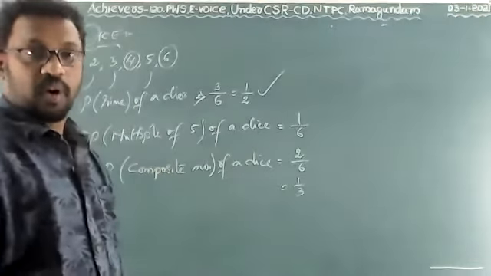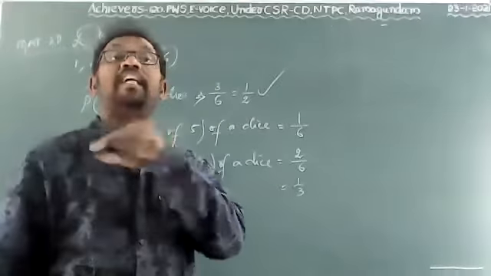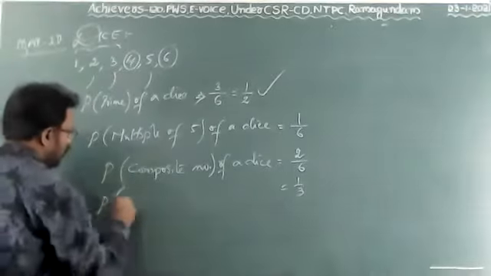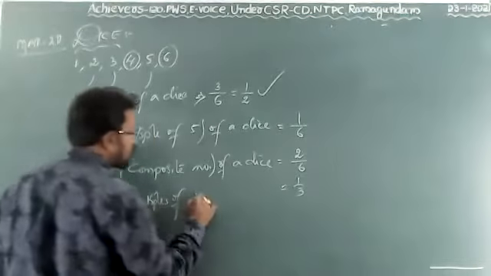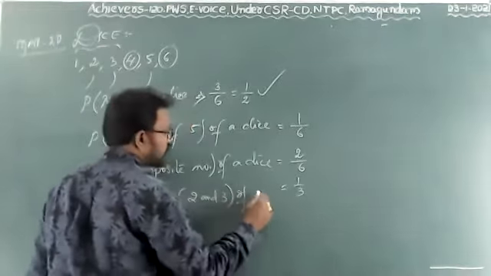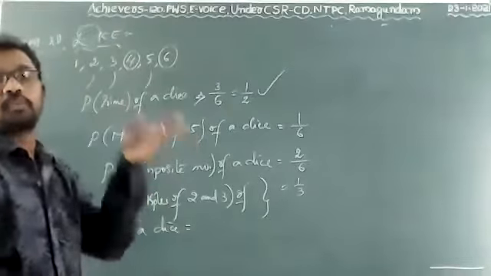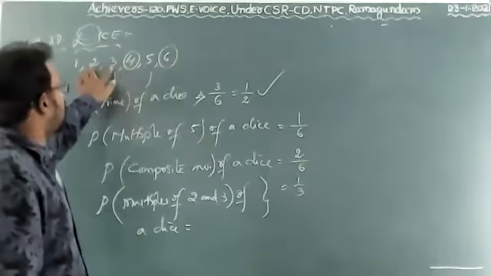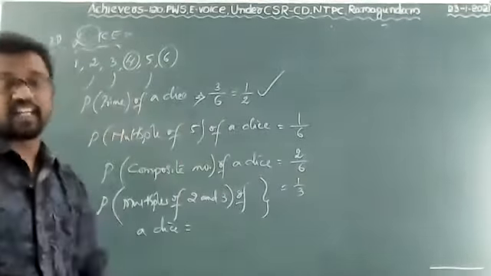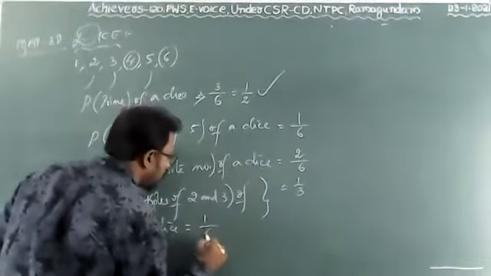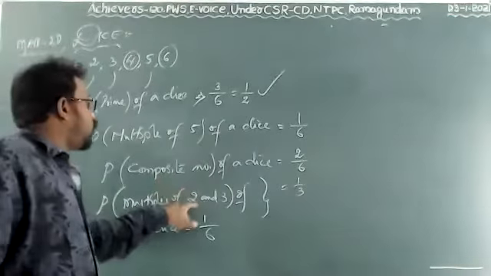Only one die. What is the probability of getting the multiples of 2 and 3 on a die? It should be a multiple of 2 and also a multiple of 3. The common multiple of 2 and 3 is only 6, because 2 threes are 6, 3 twos are 6. Only 1 is there. That is 1 out of 6. 1 by 6.